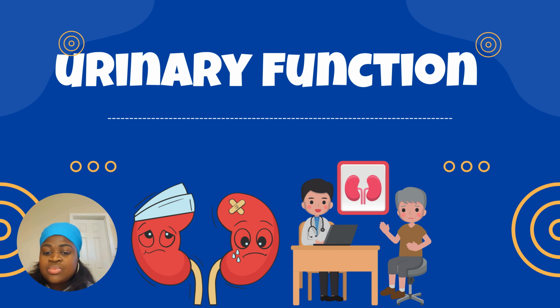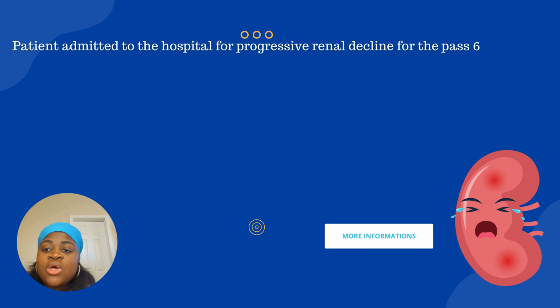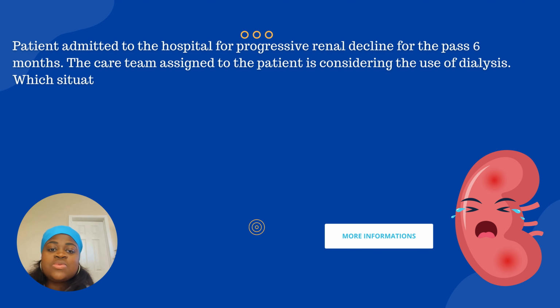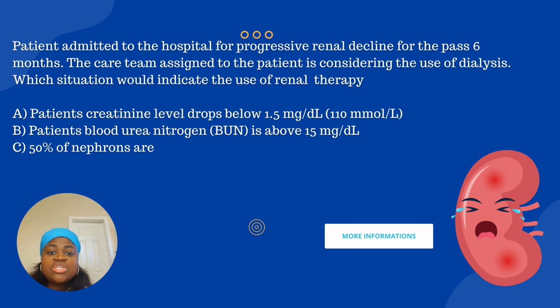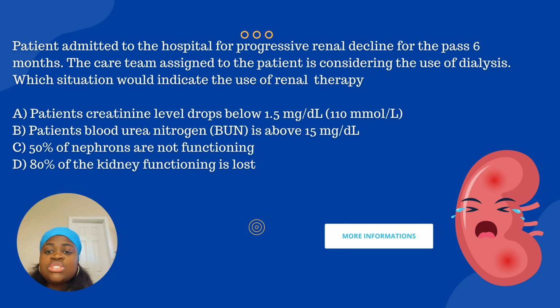Okay, let's go. The first question states: patient admitted to the hospital for progressive renal decline for the past 6 months. The care team assigned to the patient is considering the use of dialysis. Which situation would indicate the use of renal therapy? A, patient's creatinine level drops below 1.5. B, patient's blood urea nitrogen, which we also show as BUN, is above 15. C, 50% of nephrons are not functioning. D, 80% of kidney functioning is lost.